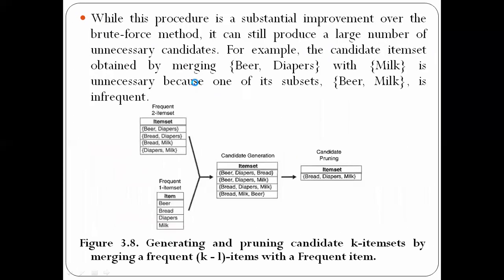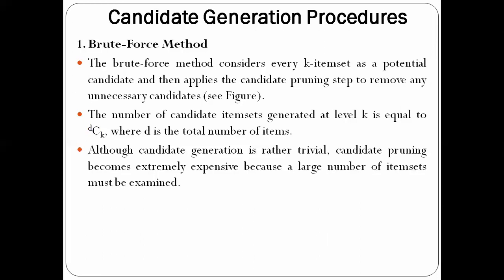Now coming to the other method, that is the first one, the brute force method. In the brute force method, every k-item set will be considered as a potential candidate. We will not perform the joining here with the other frequent item sets. The only thing is we will be considering every k-item set as a candidate item set. After that we will prune these candidates by checking whether they satisfy the Apriori property or not.